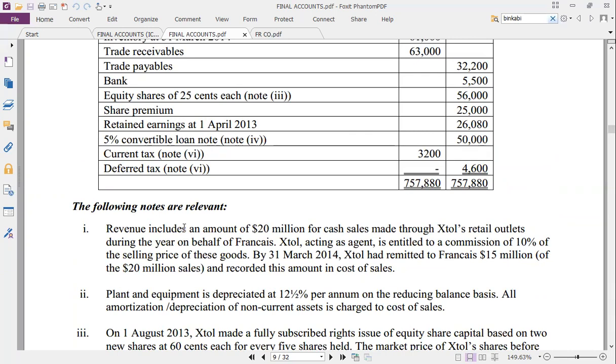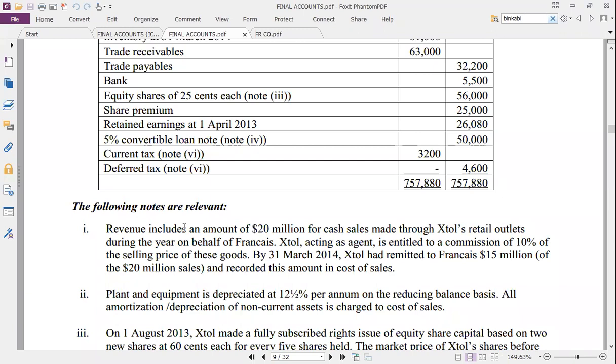Revenue. Note 1. Revenue includes an amount of 20 million for cash sales made through Extol's retail outlet during the year on behalf of Francis. Extol, acting as an agent, is entitled to a commission of 10% of the selling price of these goods. By 31st March 2014, Extol had remitted to Francis 15 million of the 20 million sales and recorded this in the cost of sales. Okay, good.